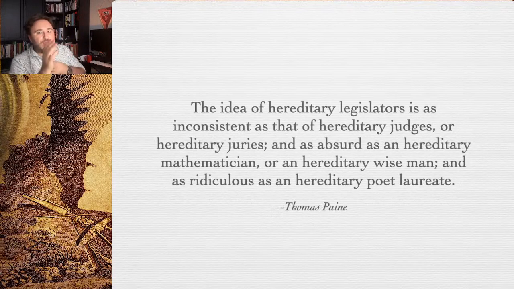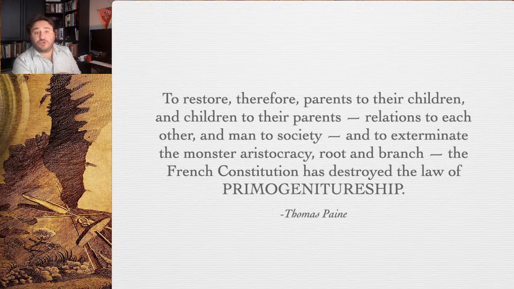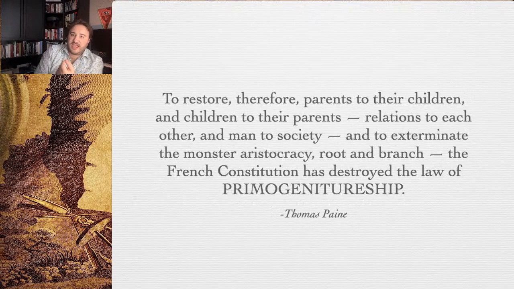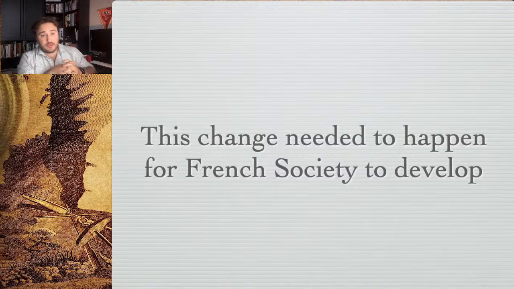Paine writes, the idea of a hereditary legislator is as inconsistent as that of hereditary judges or hereditary juries, as absurd as a hereditary mathematician or a hereditary wise man, and as ridiculous as a hereditary poet. To restore, therefore, parents to their children, children to their parents, relations to each other, and man to society, and exterminate the monster aristocracy, root and branch, the French Constitution destroyed the law of primogeniture. Paine says, listen, this may not have been clean or nice. It wasn't. But this change was necessary. It was necessary for French society to grow up.